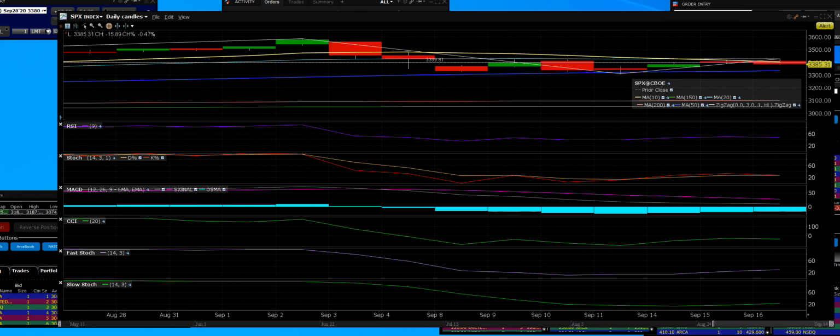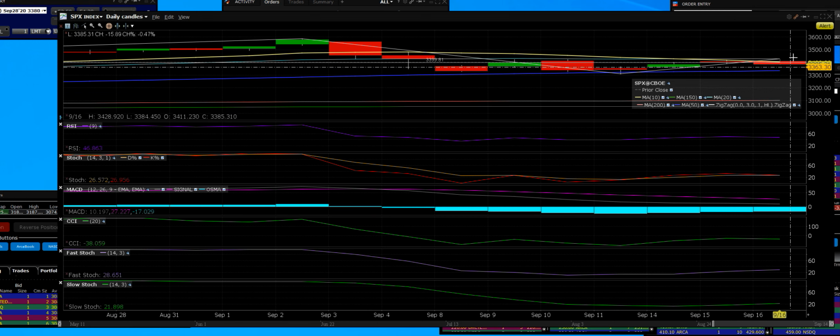S&P 500 had a little problem with the FOMC announcement. Let it be clear that we're still below the 20-day simple moving average, which is resistance up here, right at that 3430 reversal that we had today.